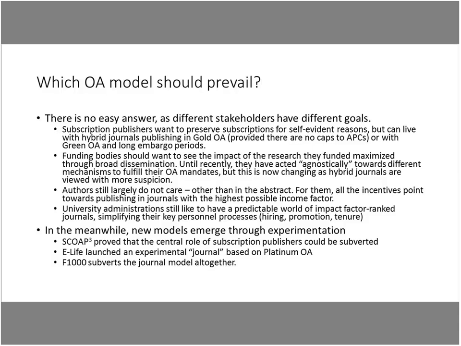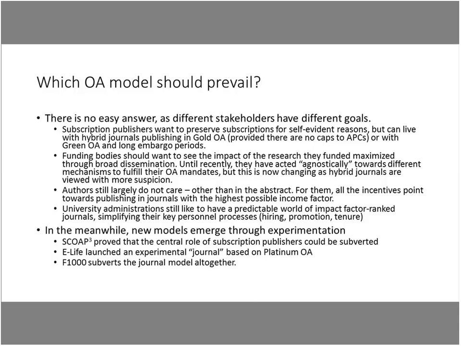Subscription publishers so far have been able to live with gold open access, provided there are some mechanisms in place which allow them to preserve their profitability. Liz pointed out earlier that prevailing APCs tend to be lower than the implicit revenue per article that subscription revenues afford the large publishers. So hybrid journals are a viable model for them. Caps to APCs or pure gold journals are a lot less attractive for anyone who has a large subscription business.